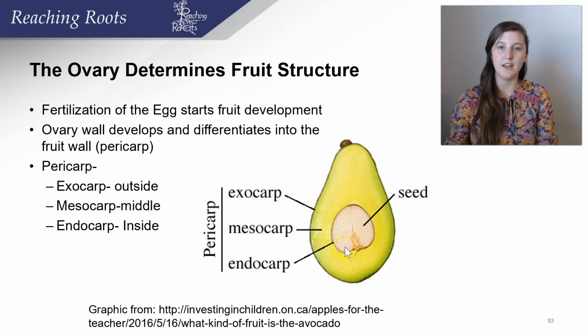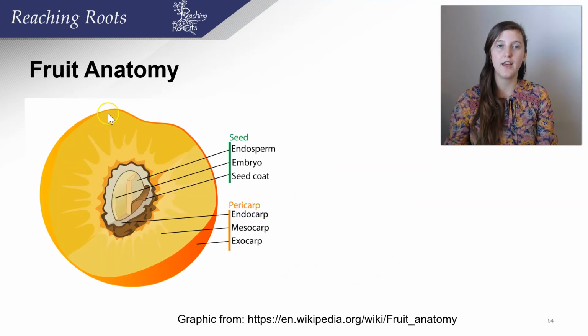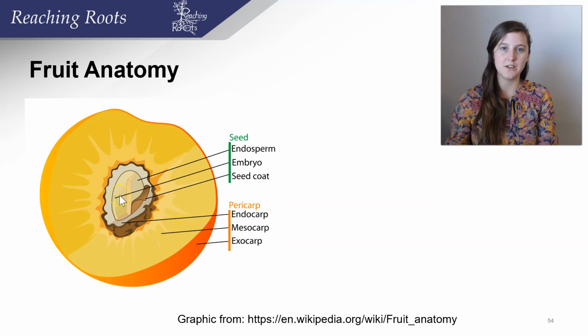Inside is the seed, which has structure as well. Let's talk about seed anatomy. Inside we have the seed. On the outside we have the pericarp. Again, we have the exocarp, the mesocarp, and the endocarp. And then inside we have the seed. We have the endosperm, the embryo, which is the newly forming plant, and the seed coat.